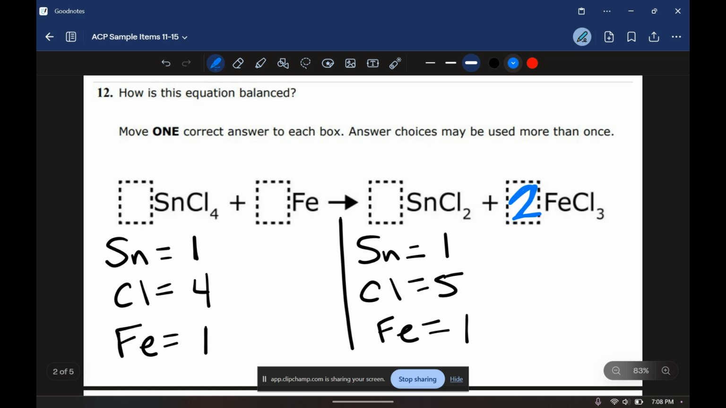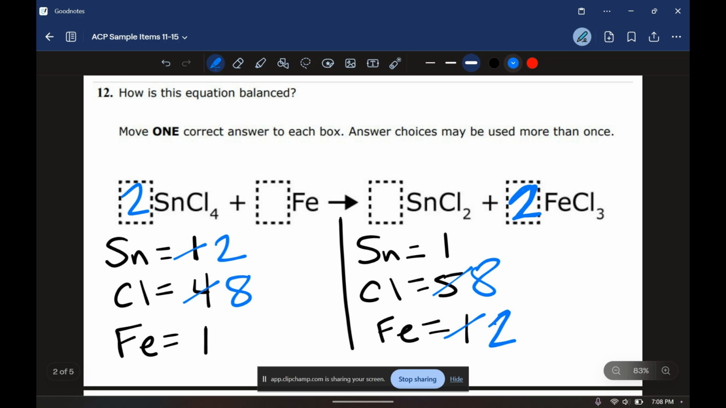So if we put a 2 here, that's going to give us 2 atoms of iron. And 2 times 3 is 6, 6 atoms of chlorine. But we already had 2 over here, so that's going to give us 8 atoms of chlorine total. So then if we go back over here to the right, we can multiply 4 by 2 to get 8. So let's put a 2 right here. That's going to give us 2 atoms of tin and 8 atoms of chlorine.